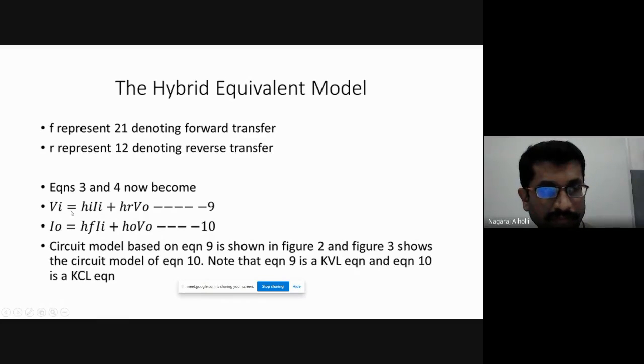Now what is this equation? Vi is equal to hi Ii plus hr Vo is the KVL equation. And the second equation, Io is equal to hf Ii plus ho Vo, is the KCL equation.